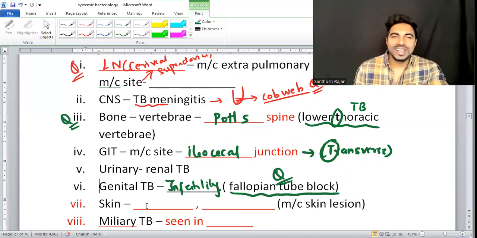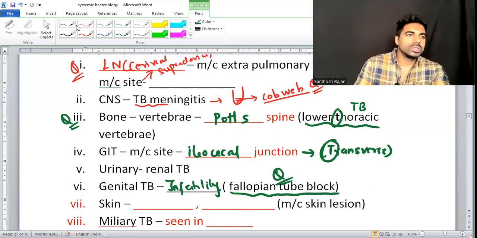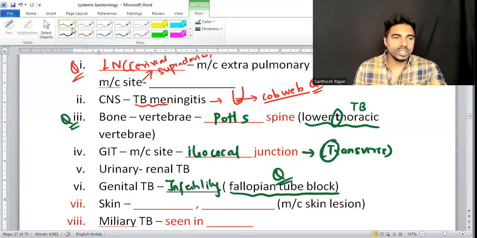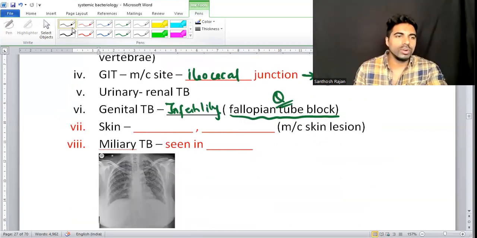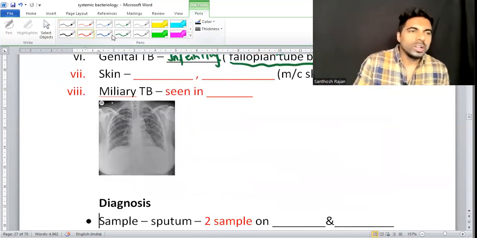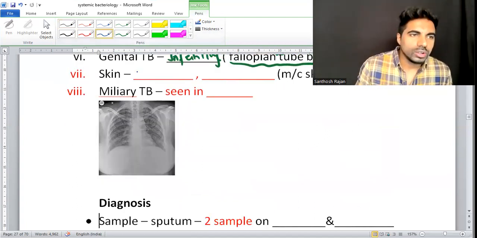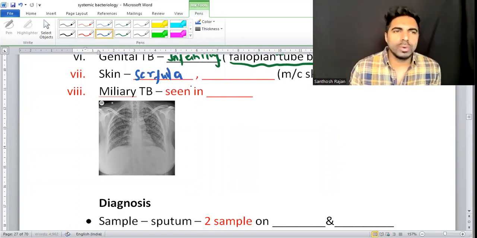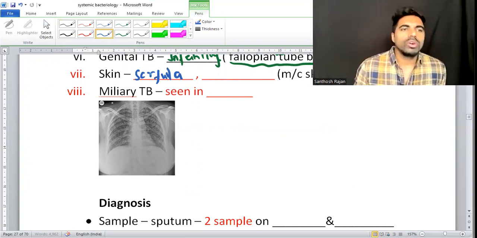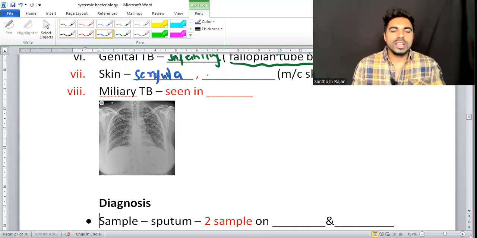Now, skin. Sorry for the disturbance. So, genital TB is over, now skin. We are going to talk about the skin. In skin, it causes what? Scrofuloderma, whatever it is, scrofulo. But the most important skin lesion is what?